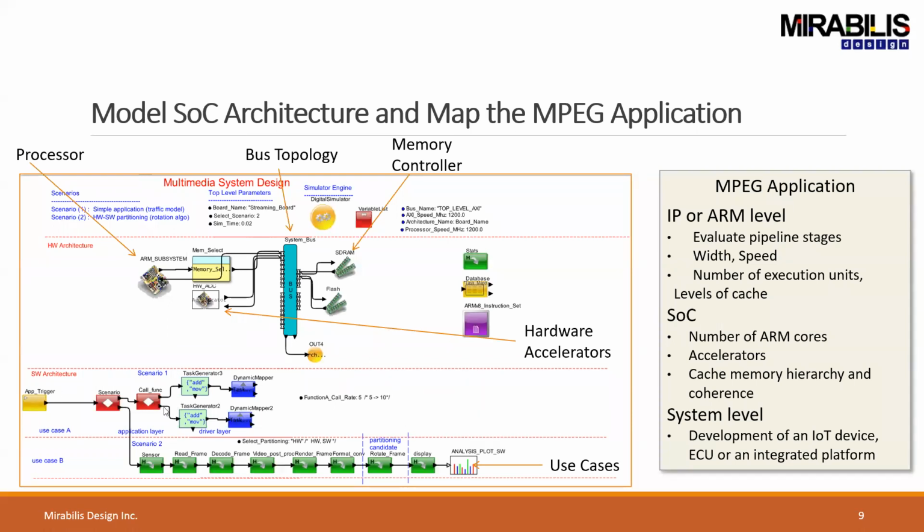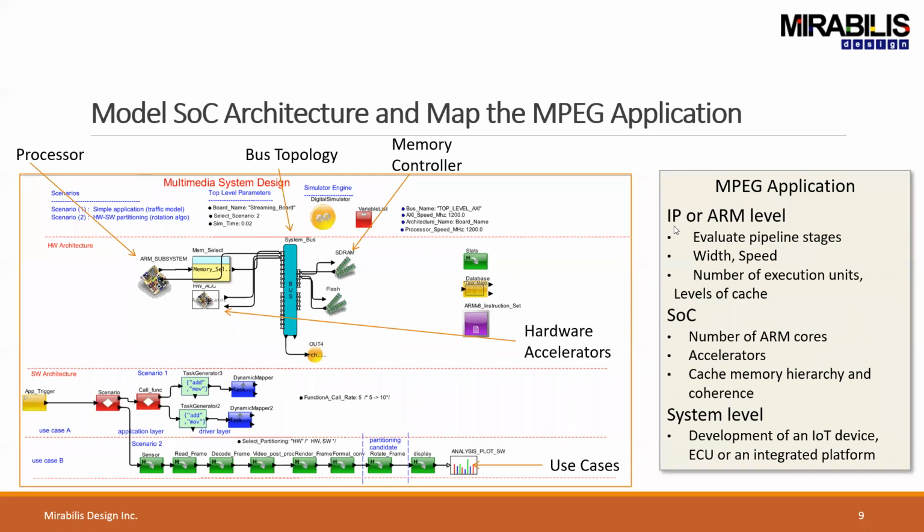At the bottom, we have the software architecture, or the use cases defined, the sequences. Here we can see the sensor generates the data, read the frame, decode the frame. We do the video post-processing, render frame function, then format conversion, rotate frame task, and then finally display. This sequence of tasks is executed on the hardware above, so they are mapped.